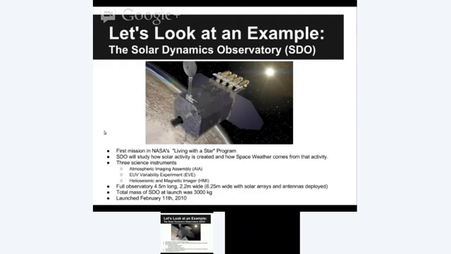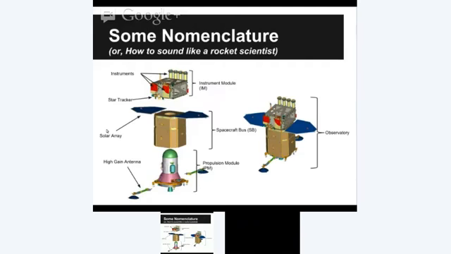And the total mass when we launched SDO was about 3,000 kilograms, though a large portion of that was really actually fuel. And it launched on February 11th, 2010. I actually remember that day very well because we were snowed in. Goddard was closed on that day because we had about 3 feet of snow on the ground.